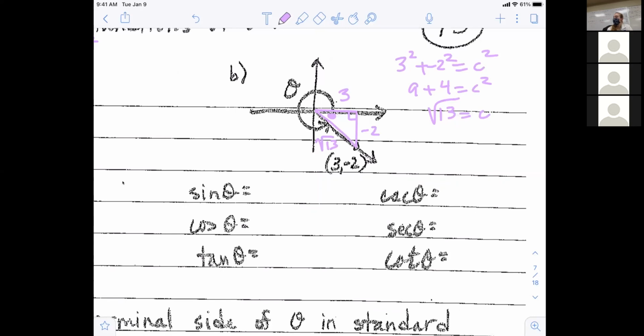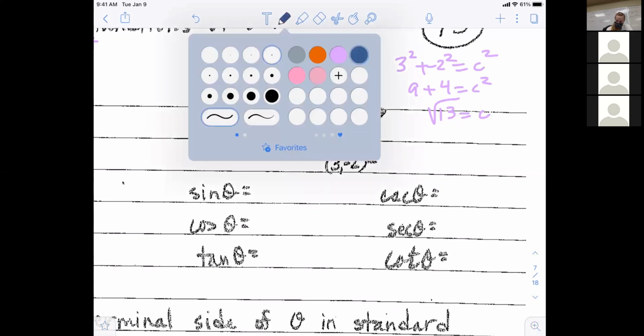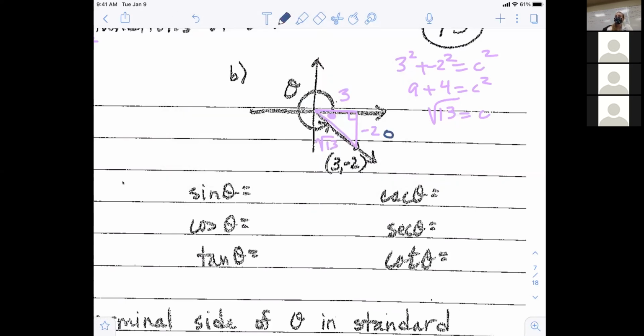So what's my opposite side? Good. What's my adjacent? And what's my hypotenuse? Good. So sine is perfect. What's cosine? Good. What's tangent? Perfect. And then switch them all. Root 13 over -2, root 13 over 3, 3 over -2.